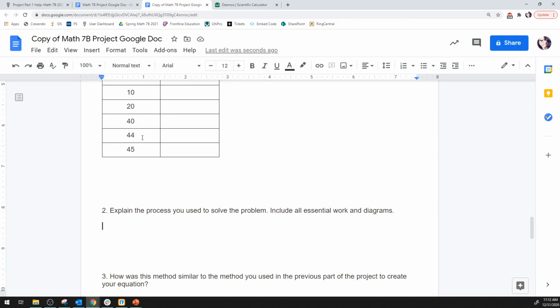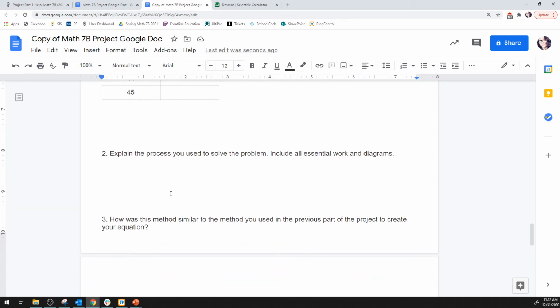You could also say something along the lines of, I solved the expression using the values from the table. Anything as long as you are essentially describing what you did to solve and fill out the rest of this table.